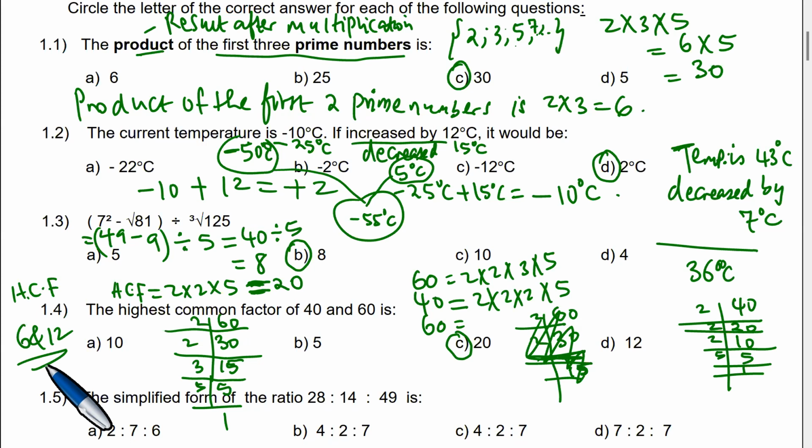How did you get 6, Lindsay? So I just divided the numbers over and over until I reached 1, and then the highest number that is the same is... That's correct. The highest common factor is 6. The answer. Next question?